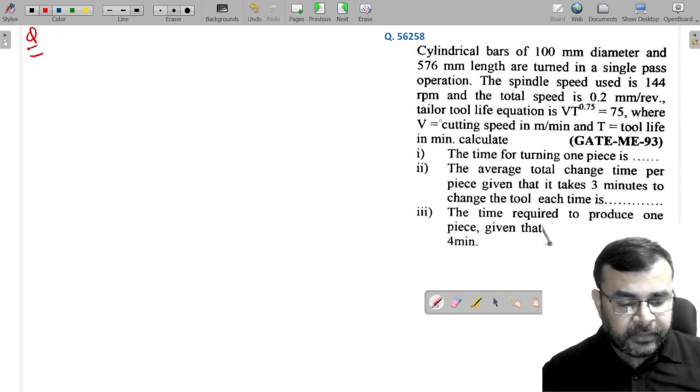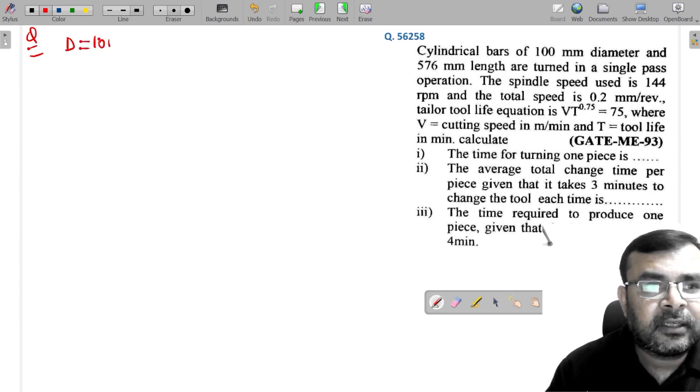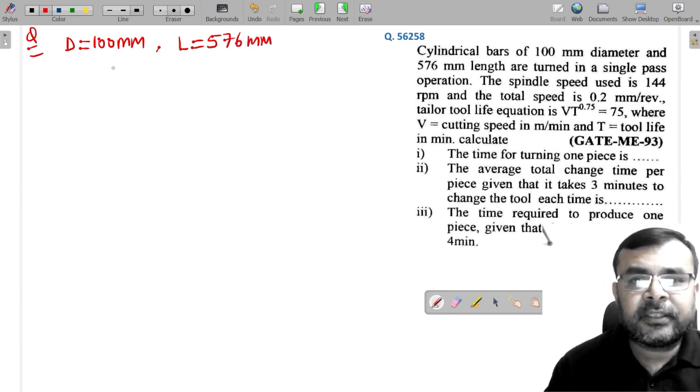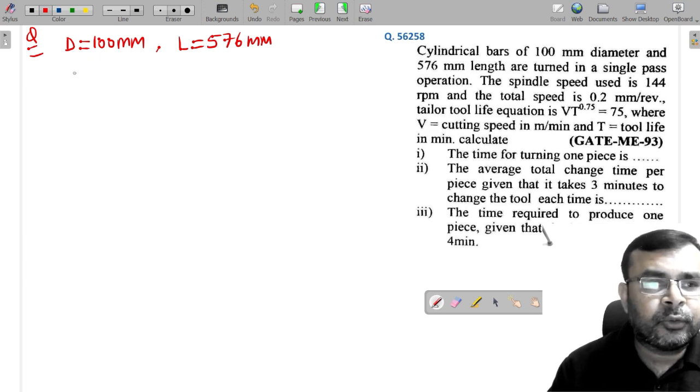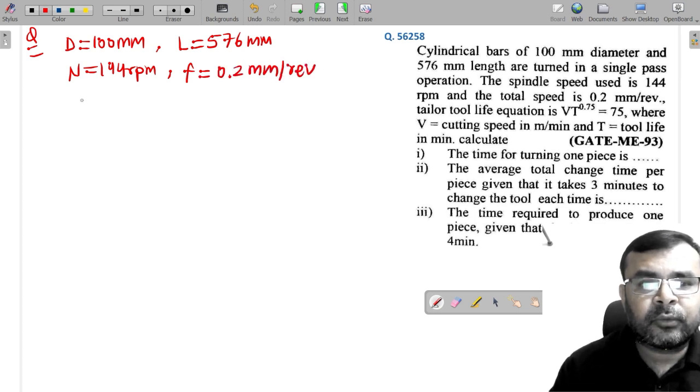A cylindrical bar of 100 mm diameter and 576 length. So the diameter of the cylindrical bar is 100 millimeter, and the length of the bar is 576 millimeter, and it is turned in a single pass operation. The spindle speed used, that is N, is 144 revolution per minute, and the feed, sorry, this is feed not speed, is equal to 0.2 millimeter per revolution. Taylor's tool life equation V t to the power n, that is 0.75, equals 75, where V is the cutting speed in meter per minute and T is the tool life in minute.